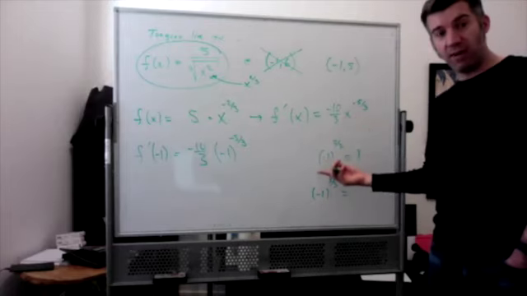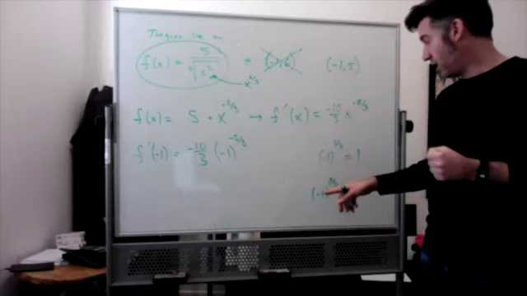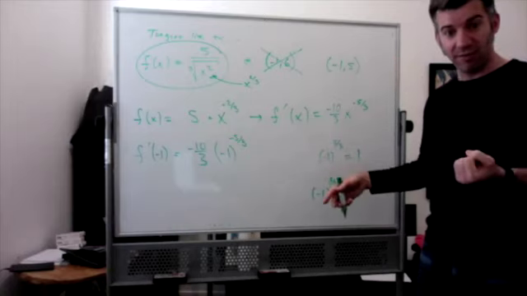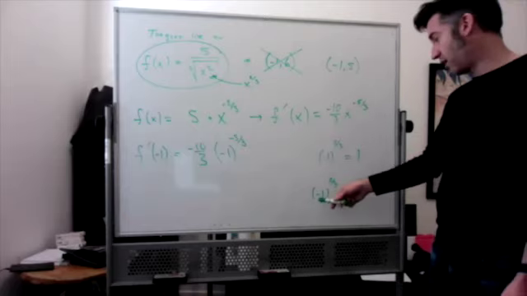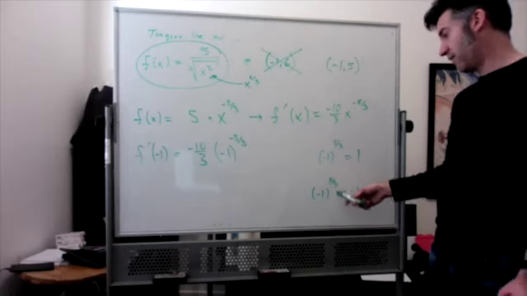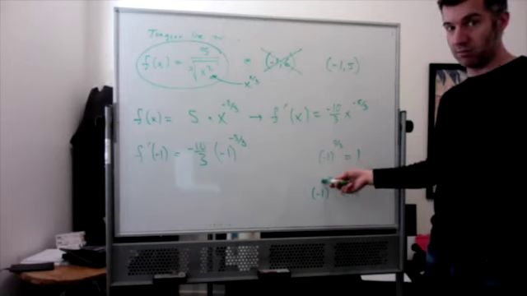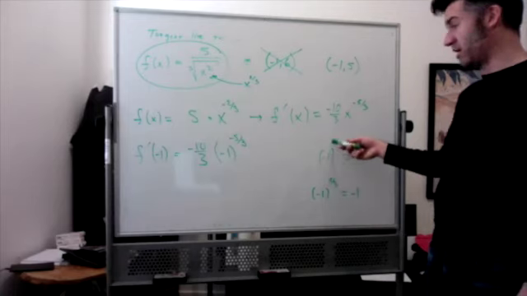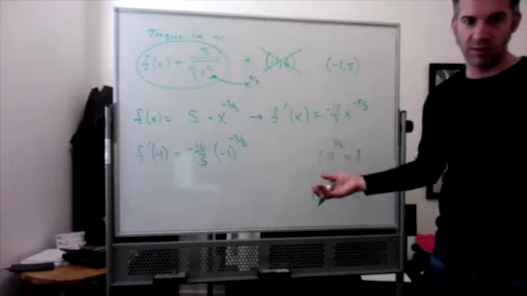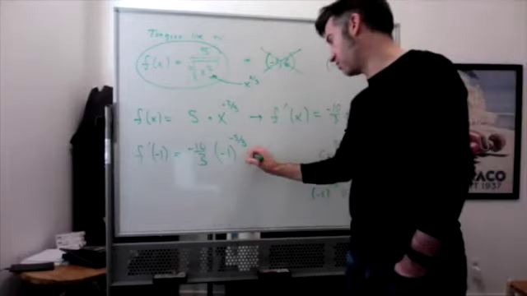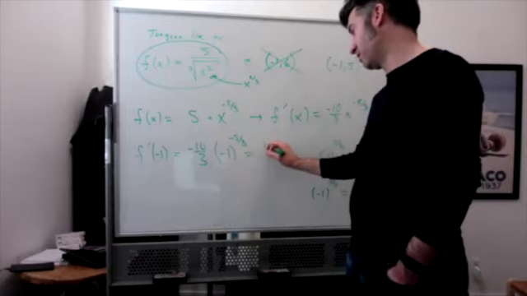Negative 1 to the 5th power is negative 1 times negative 1 times negative 1 times negative 1 times negative 1. That's negative 1. And then the cube root of negative 1 is negative 1. So essentially, if you have negative 1 to a power, if the numerator part is odd, it's going to end up being negative 1. If the numerator part is even, it's going to end up being positive 1. The denominator part has to be odd for this to work. So this is going to end up being negative 10/3 times negative 1, which is positive 10/3.